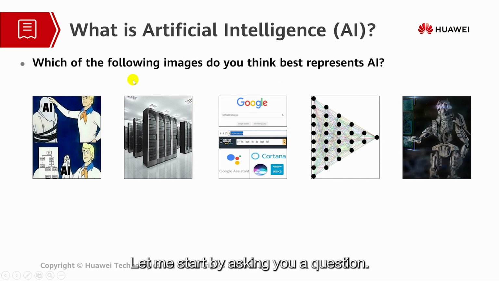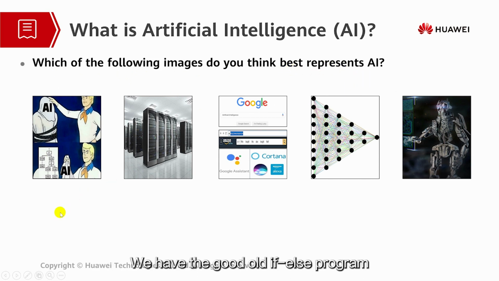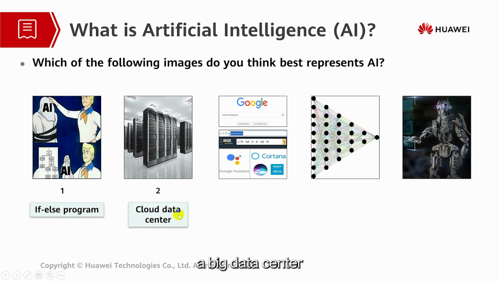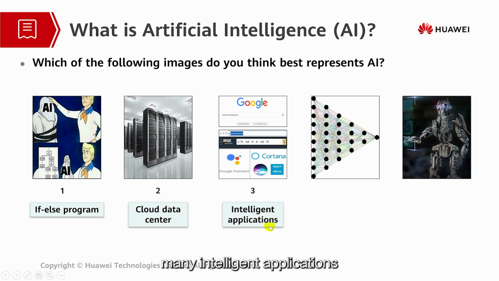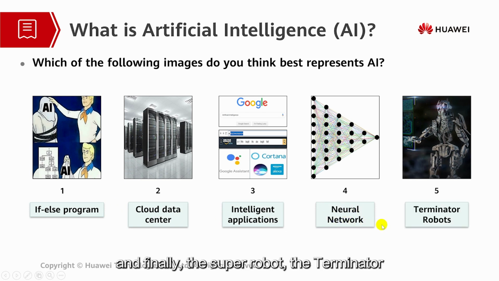Let me start by asking you a question. Which of the following images on the screen do you think best represents artificial intelligence? We have the good old if-else program, a big data center, many intelligent applications, the mysterious deep neural network, and finally, the super robot, the Terminator, that we see in many sci-fi movies. Which image would you choose as the best representative of AI? Please think about it.